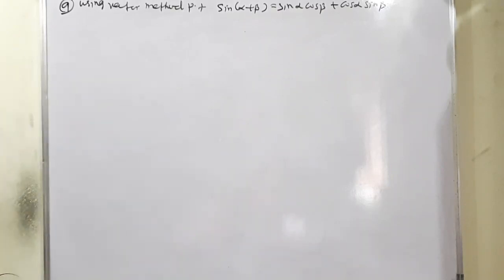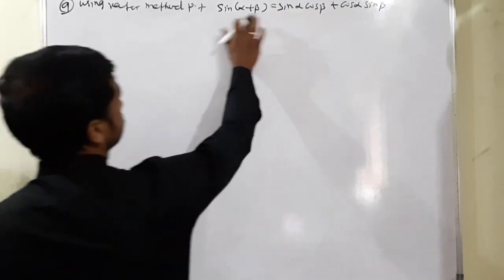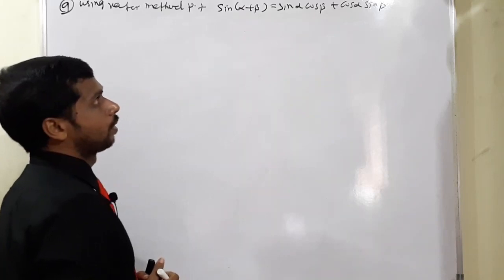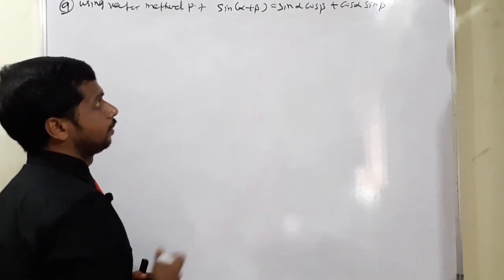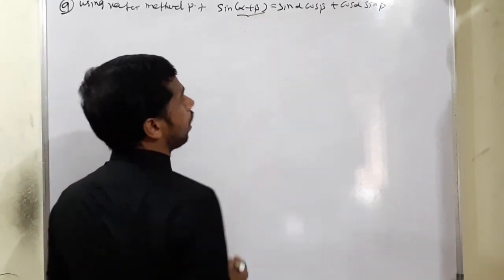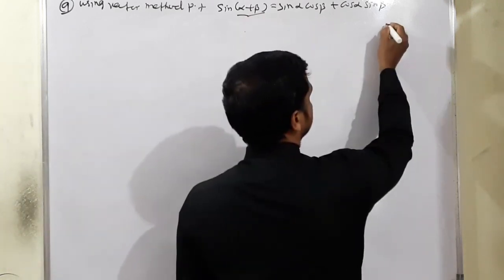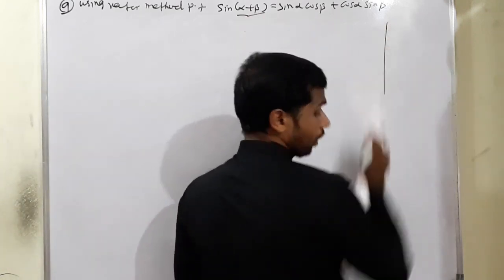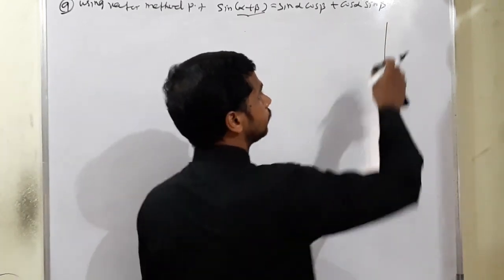To prove by vector method sin alpha plus beta is equal to sin alpha cos beta plus cos alpha sin beta. There is angle actually alpha plus beta is there. So look at there. First you have to draw a unit circle.